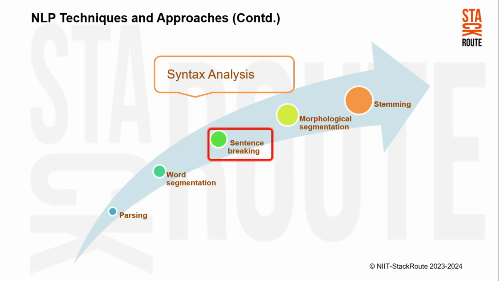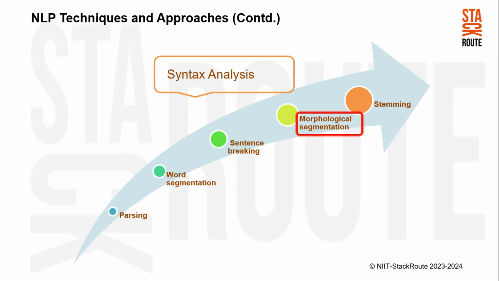Sentence breaking. This places sentence boundaries in large texts. Example, a natural language processing algorithm is fed the text, "The dog barked. I woke up." The algorithm can recognize the period that splits up the sentences using sentence breaking.